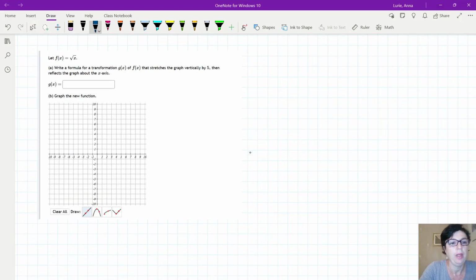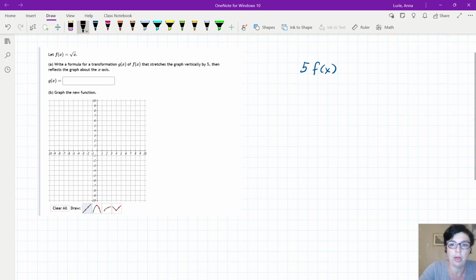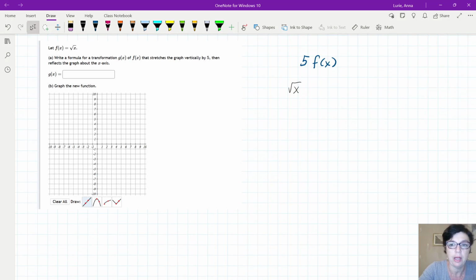So first of all, whenever you take your function and you multiply it by some number, this is called a vertical stretch if the number is greater than 1. So if I do something like 5f(x), that's a vertical stretch by a factor of 5. And this is what happens here. I'm going to take my square root of x and multiply that by 5. Now, if this was 1/5 instead of 5, that would have been a vertical shrink.